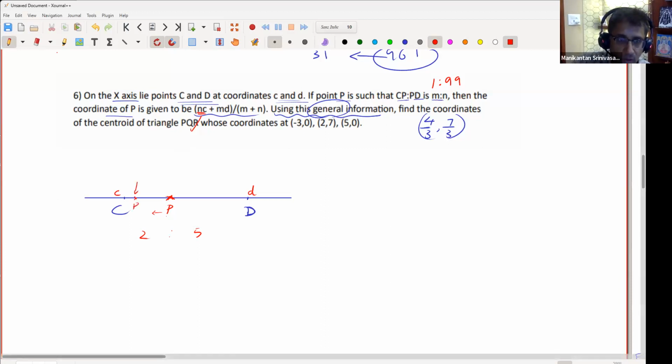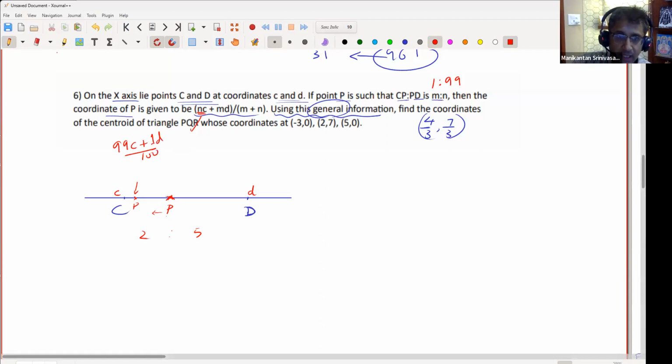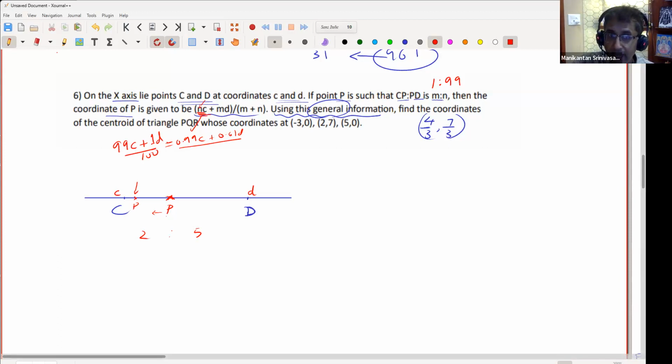And I'll say the coordinates of point P are (99C plus 1D) upon 100, which is 0.99C plus 0.01D. So it's a mixture of C and D, but the majority of that mixture is C and very little of D. And that's to be expected because the point P is 100 times closer, so much closer to C than to D, which is why in this expression the ratio is ulta, N times C and M times D. It's ulta, right?